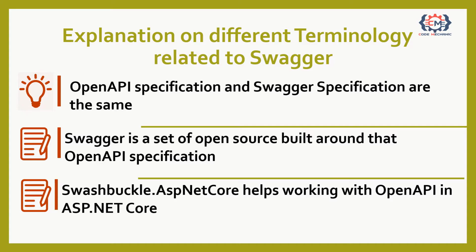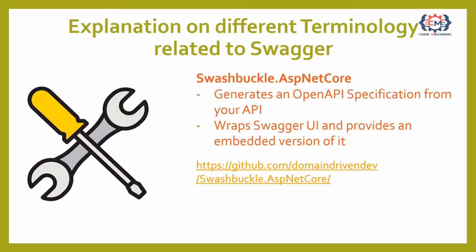It's a piece of middleware with two main responsibilities. First of all, it can generate an OpenAPI specification for our API. How it does that and how we can manipulate the process is what we will look at in detail in the next videos. And secondly, it provides an embedded version of Swagger UI, which is driven by the generated OpenAPI specification. So if we add Swashbuckle.AspNetCore to our API project, we get both of these.